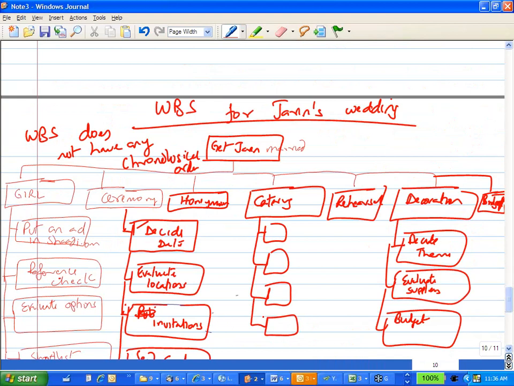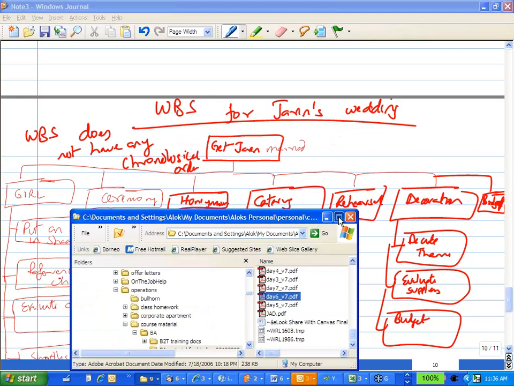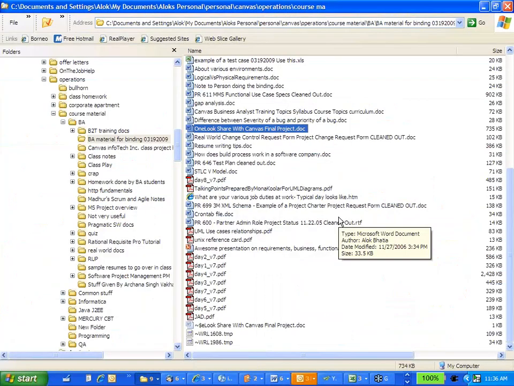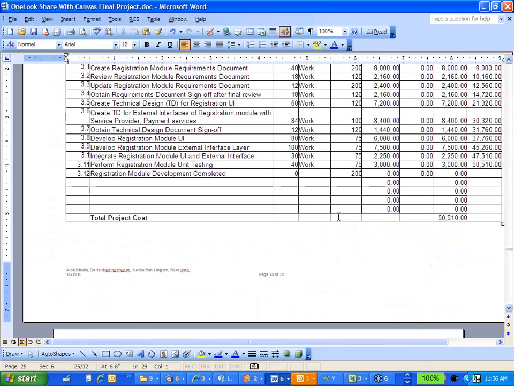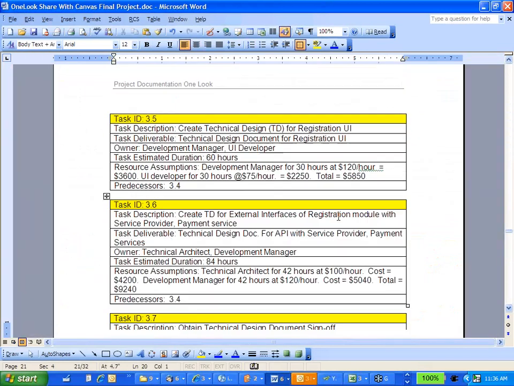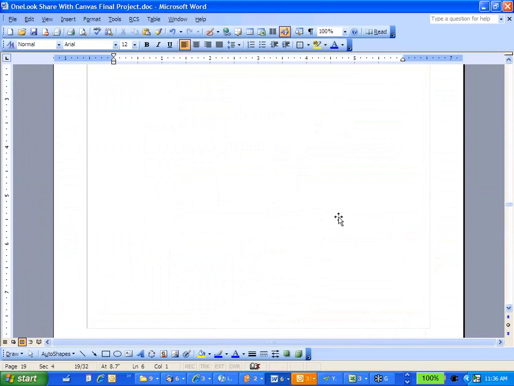Let me show you the WBS of the OneLook project. If you can please jump to the OneLook project. Look at page 19.